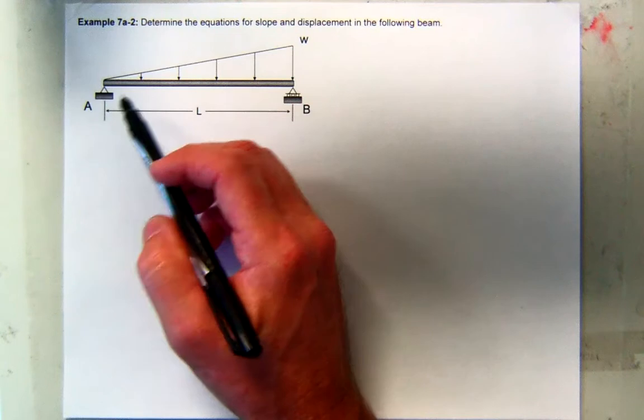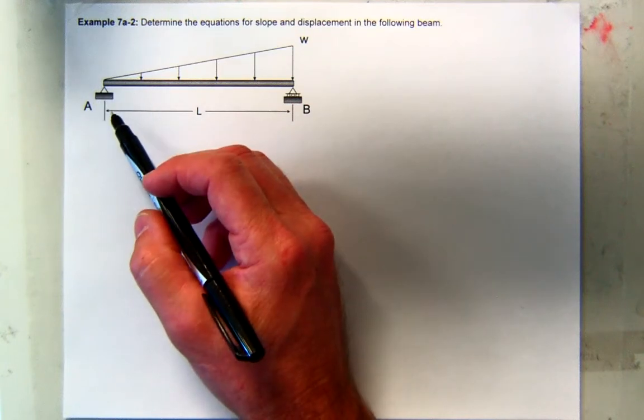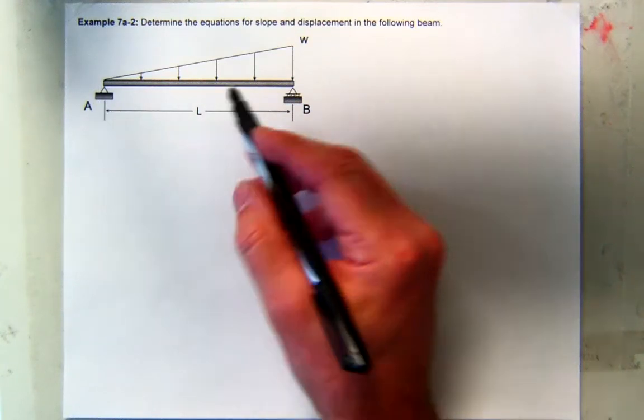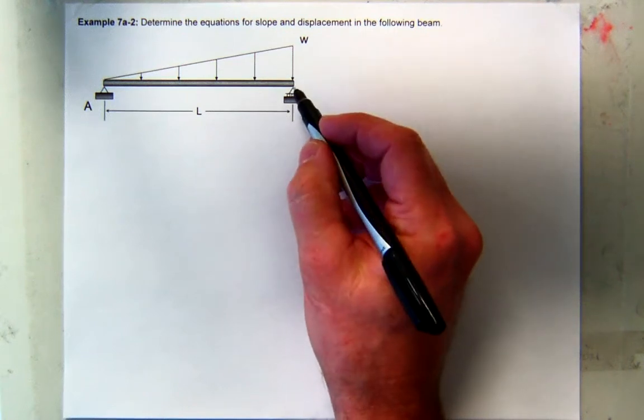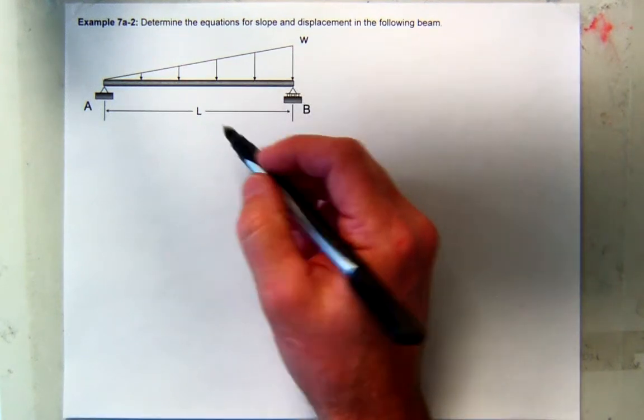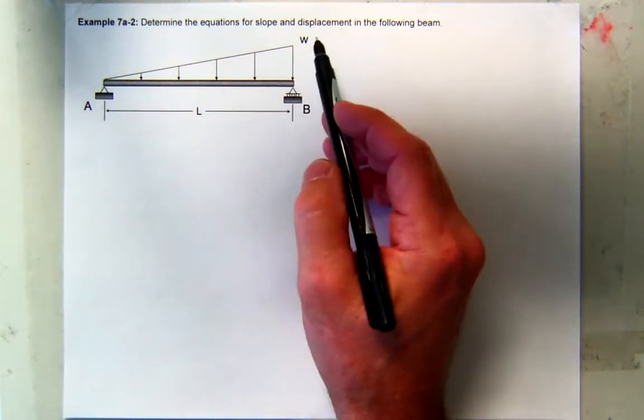So we know at A, we know the displacement is 0. We don't know what the slope is. We know at B, we know the displacement is 0. Again, we don't know what the slope is. The difference here is you've got a linearly varying load, right?